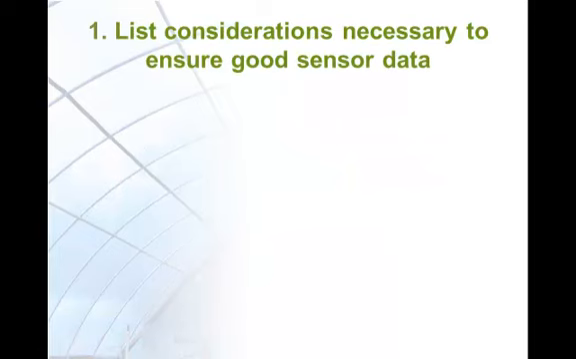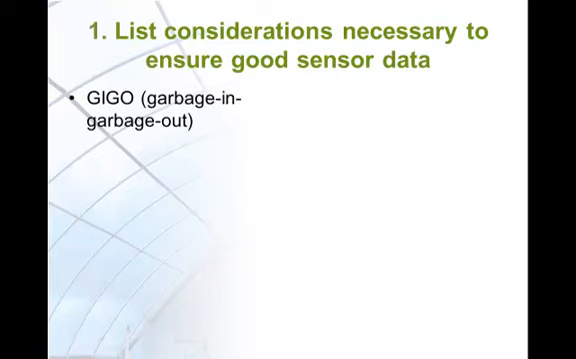The first objective is to list considerations necessary to ensure good sensor data. Sensors provide us with a numerical value that represents the environment around them. If the environment is filled with a variable mix of qualities, then the sensor will output a numerical value that represents a variable mix of qualities. In other words, the sensor does not have a filter. If we put garbage into a sensor, then the sensor will give us garbage out. There are several things we can do to ensure that we do not get garbage from our sensors.